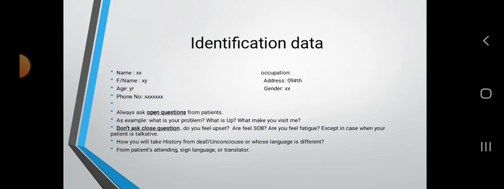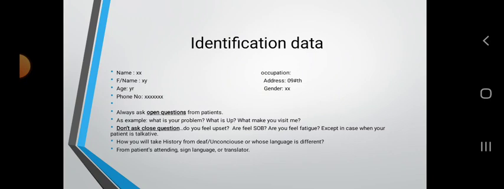Ask the patient politely. Some patients may come to you who are deaf, unconscious, or cannot speak well, or their language is different. So you have to be patient and take your time. Maybe some patients need sign language or a translator.